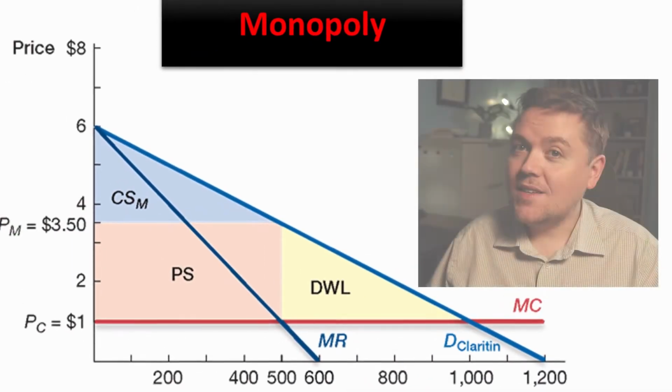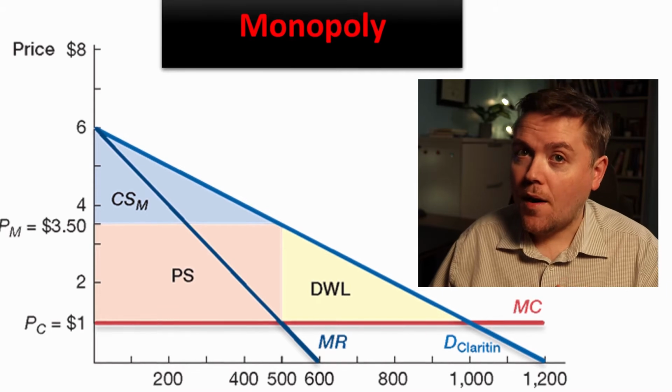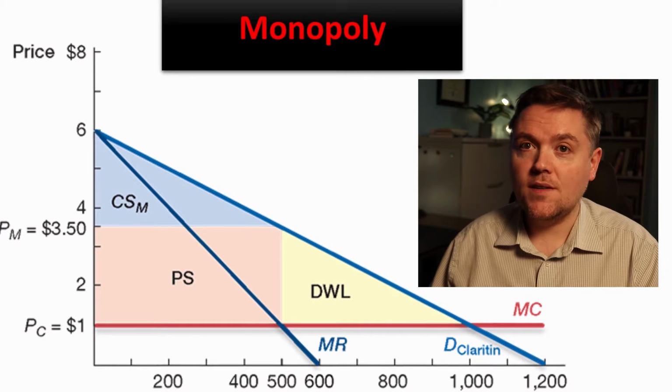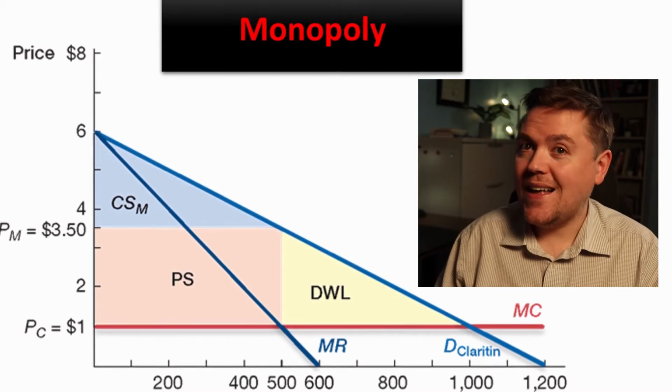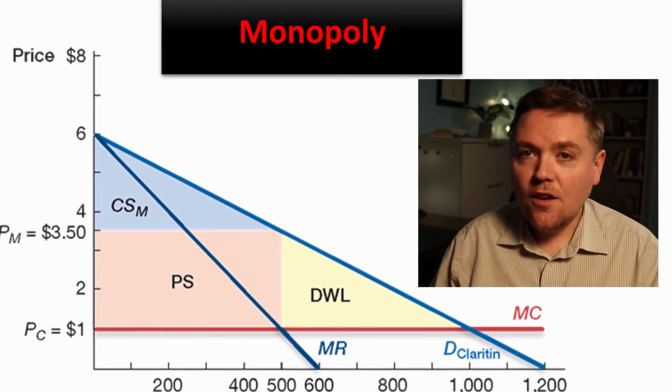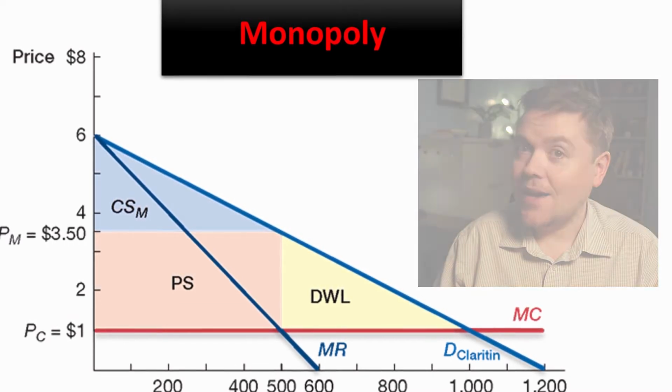The consumer surplus is therefore the blue triangle above the price and below the demand curve. The pink rectangle is producer surplus. It is the area below the price and above marginal cost for the units that are produced. The yellow triangle is an area of deadweight loss.